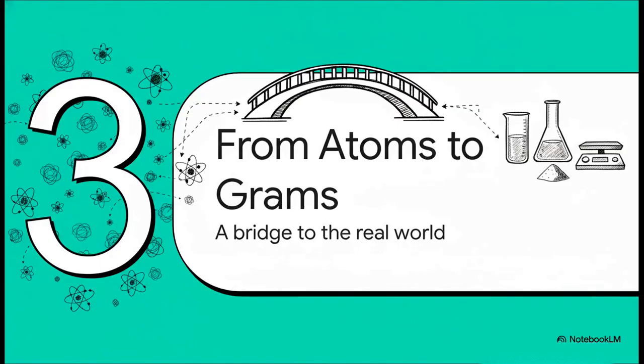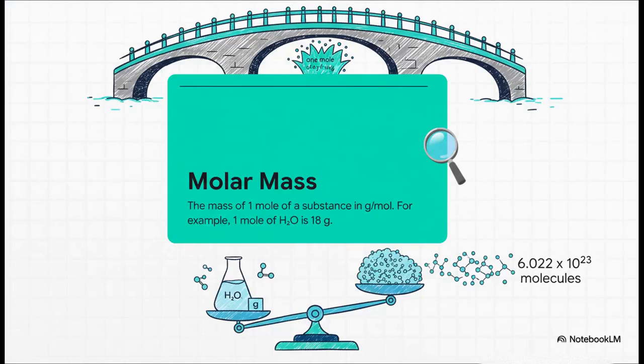That's cool. But the real power, the genius of the mole, is how it builds a bridge from that invisible world of atoms to the world we can actually see and measure in a lab. And this bridge is called molar mass. All it is is the weight in grams of 1 mole of something. And here's where the magic happens. If you go into a lab and weigh out exactly 18 grams of water, without having to count a single thing, you have precisely 1 mole, or 6.022 times 10 to the 23rd molecules of H2O. No counting required. It's amazing.